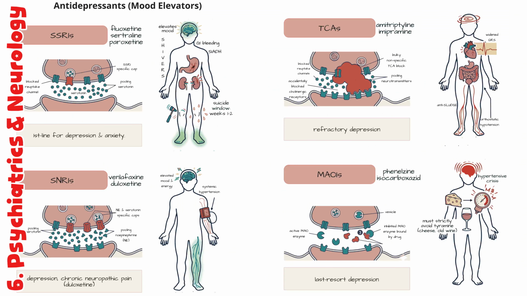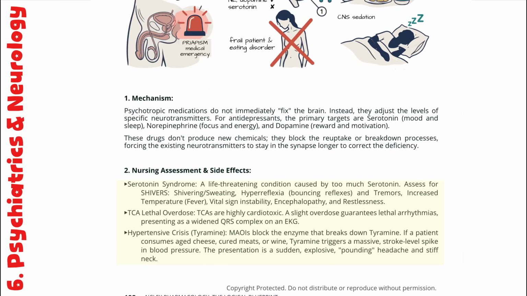First, antidepressants. These drugs don't create new brain chemicals. They turn up the volume on serotonin, norepinephrine, and dopamine by blocking their reuptake. Watch closely for serotonin syndrome. Remember SHIVERS: shivering, hyperreflexia, increased temperature, vital sign instability, encephalopathy, and restlessness.